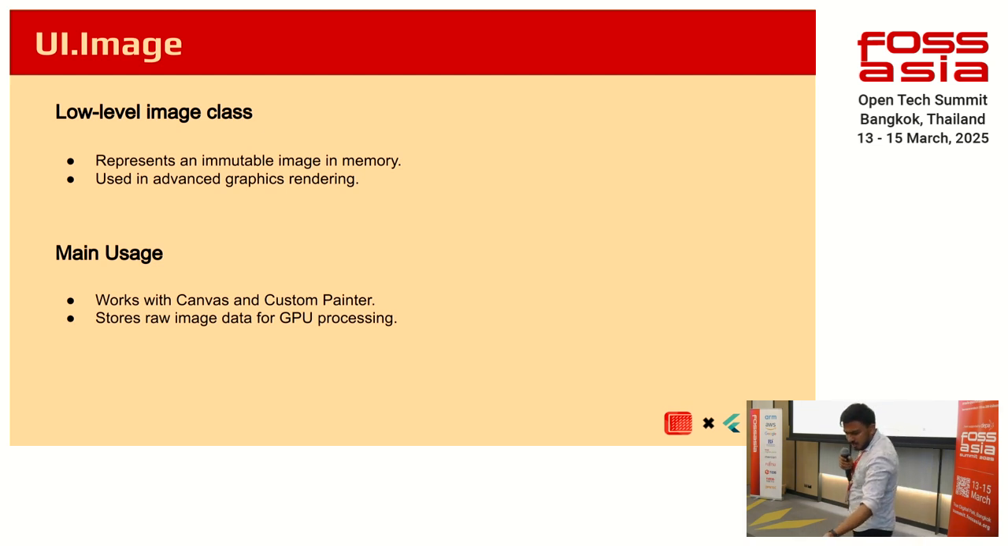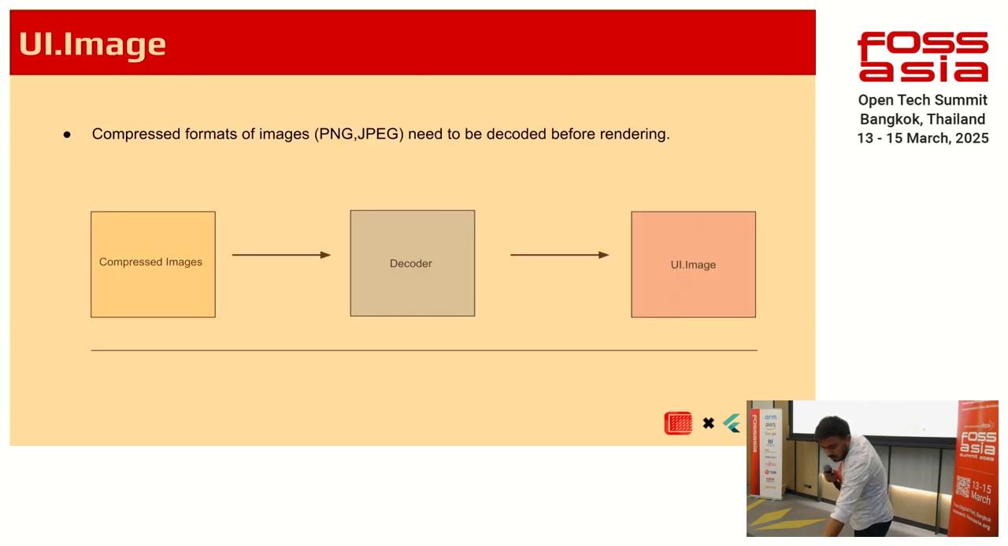I've added the main uses, like we can use custom painter. Custom painter is basically how you design your UIs in a custom way. So we can use UI.image to paint the UI on a painter, and then display it on the screen. It stores raw image data for GPU processing, which is what I explained before.